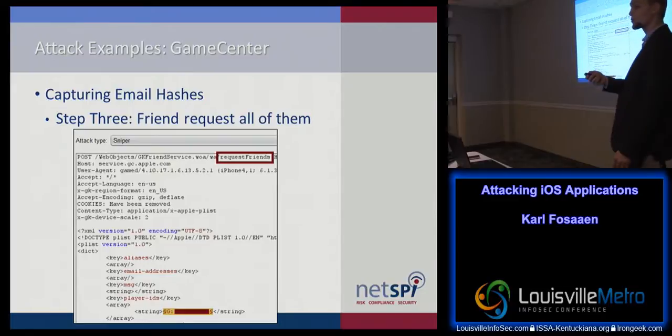Step 3 is friend request them all. So, you start off with your list of friends, you go and find out who all of their friends are, and then you have this big list of, say, 500 people that you want to be friends with. You go in and you find the friend request.